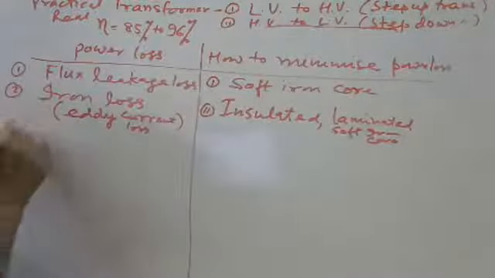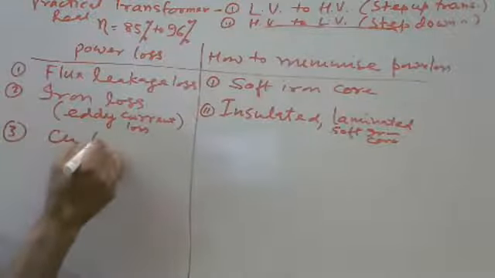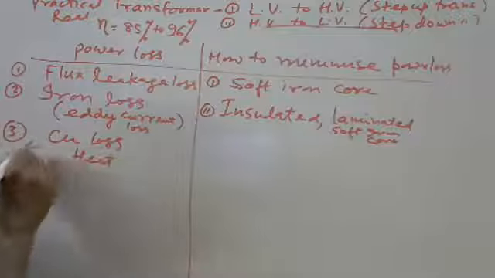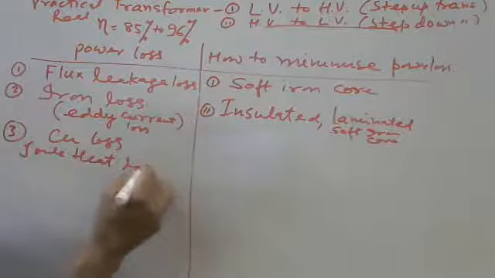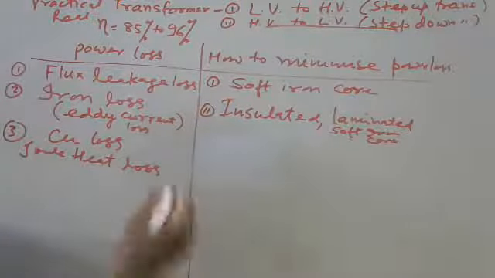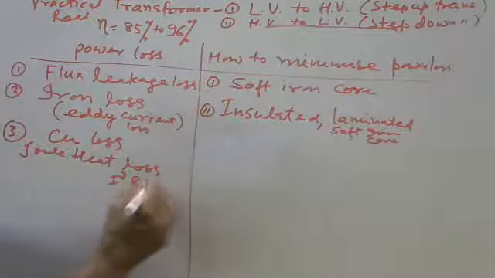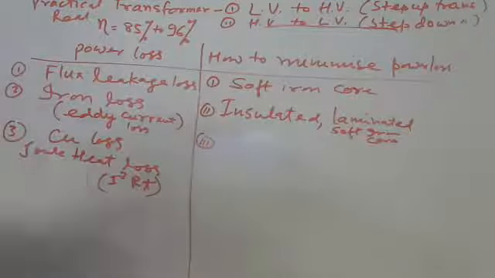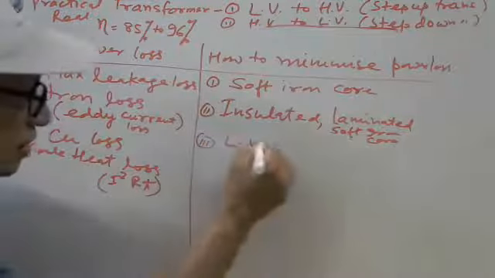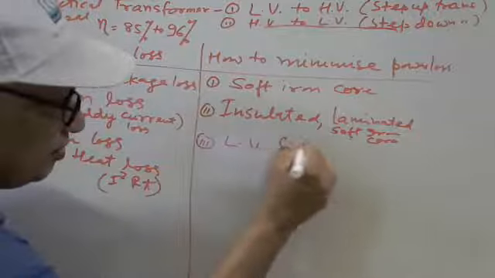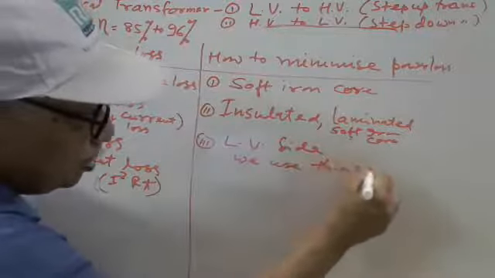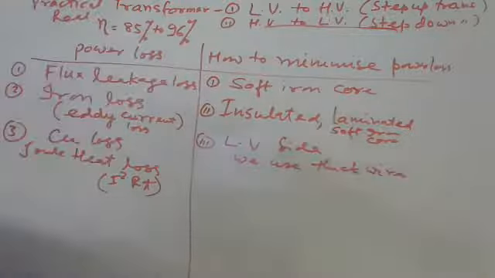And third here is the copper loss. Copper loss is sometimes called heat loss, joule heat loss. I think we have discussed this already. So what is the solution here? The solution is only on the low voltage side. On the low voltage side we use thick wire to reduce the loss, where current is high.